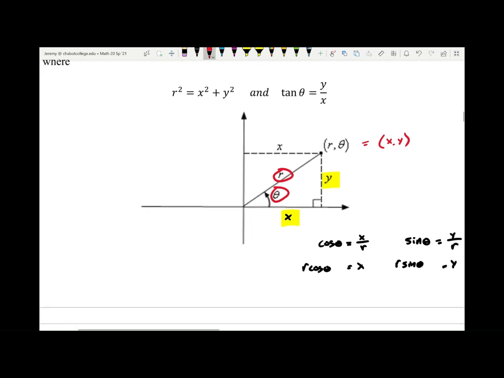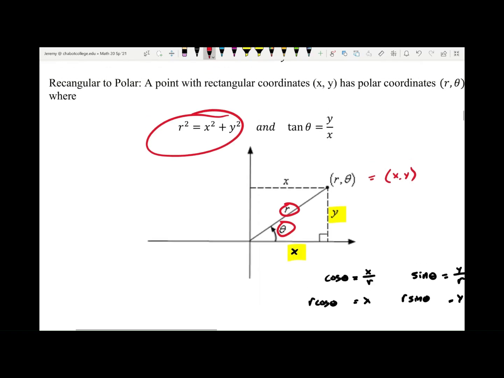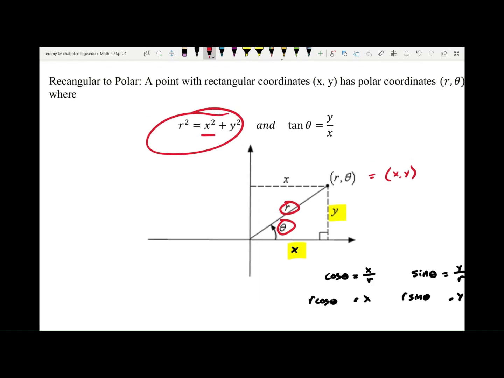Well, to find r, this one's kind of easy. We can just use the Pythagorean theorem. Right? If I know what x is and I know what y is, then square x, add it to the square of y, take the square root, and boom, you've got r. So that's how we would get the r coordinate.